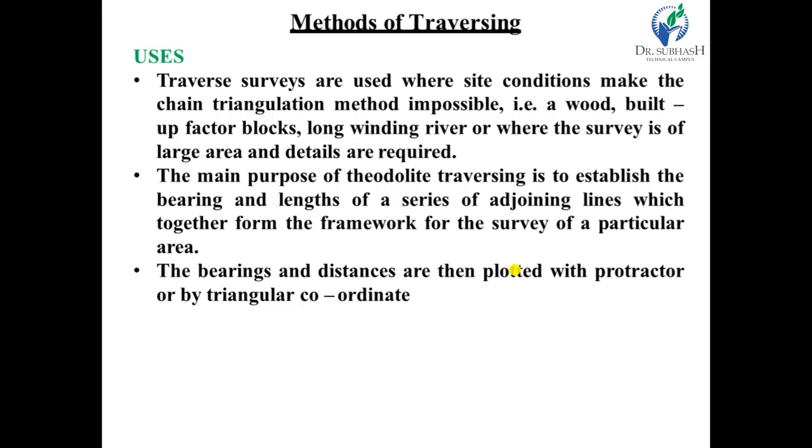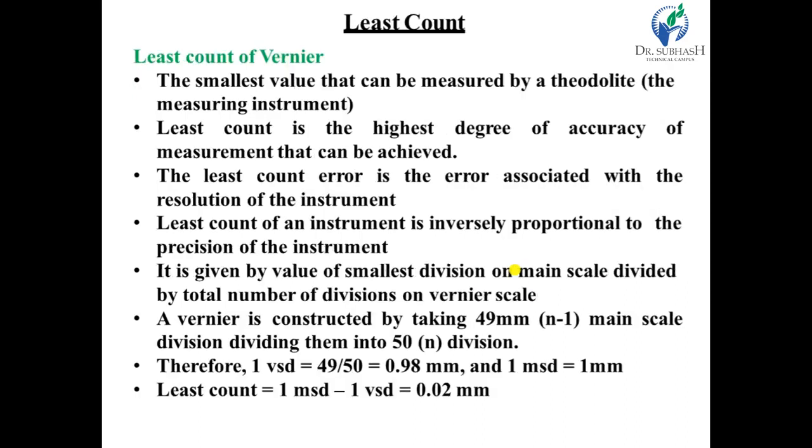The main purpose of traversing is to establish the bearing and length of a series of adjoining lines, and this framework gives the idea of the particular area and its size. The bearings and distances are plotted using the protractor and the scale by rectangular coordinates. Now we are moving to the least count of vernier.